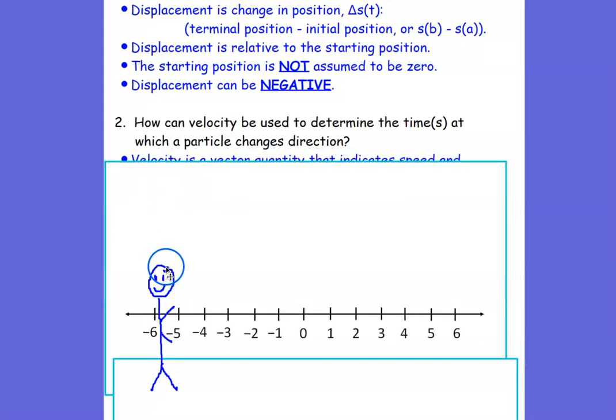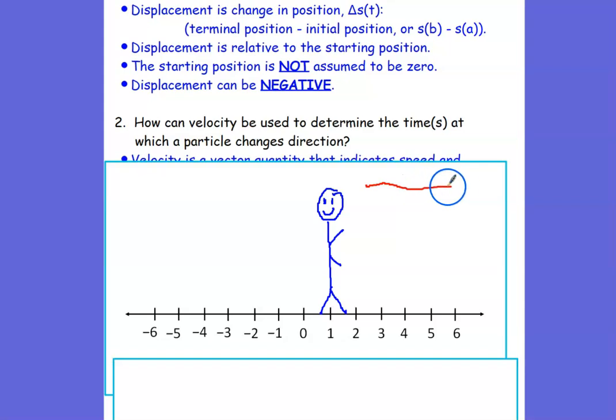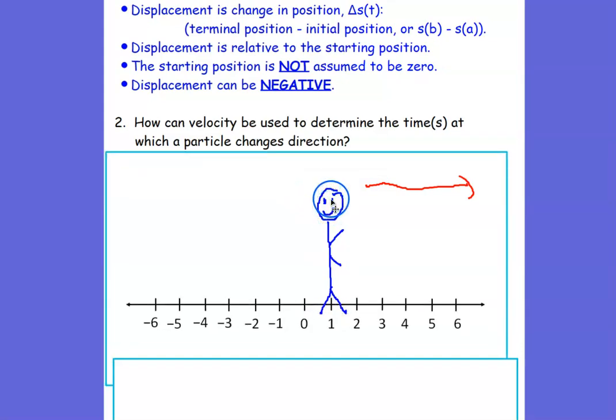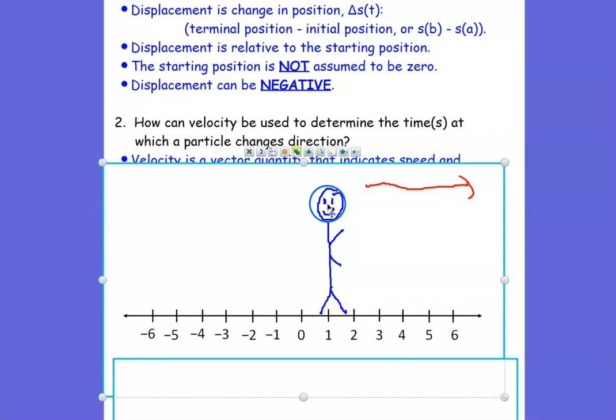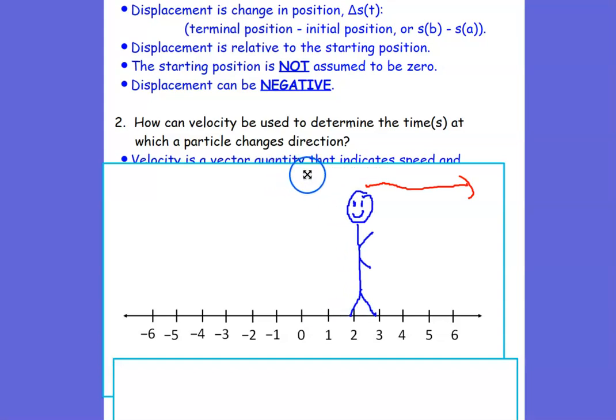Come on, happy math guy. There you go. All right, so let's say happy math guy starts at 1. And he's traveling first to the right. I don't know how far he's going to go, but he's going to go. And he's moving at, I don't know, 3 feet per second. So he starts moving to the right at 3 feet per second. Because he's moving to the right, his velocity is positive.